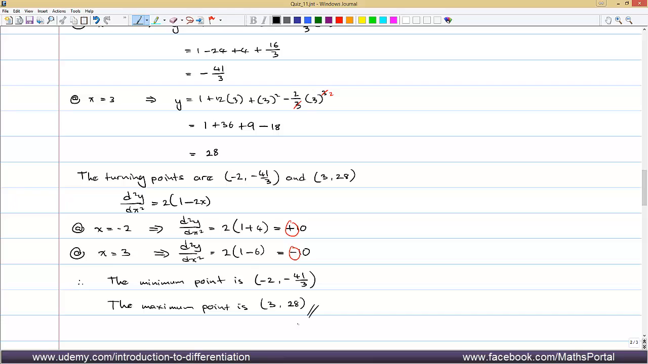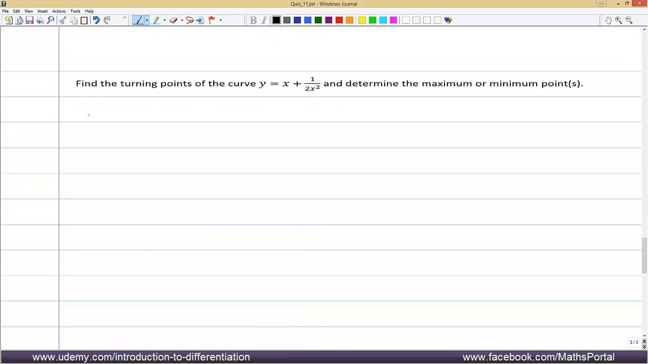Okay, that's the answer for question number 2. And move on to the last question, question number 3. Find the turning points of the curve y equals x plus 1/(2x squared) and determine the maximum or minimum points. y equals x plus 1/(2x squared). So dy/dx is equal to 1. Oh yeah, I need to change it into this format: x plus x to the power of minus 2 over 2. That will make my life easier.